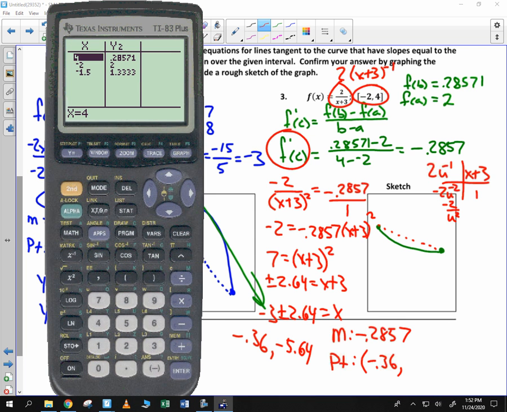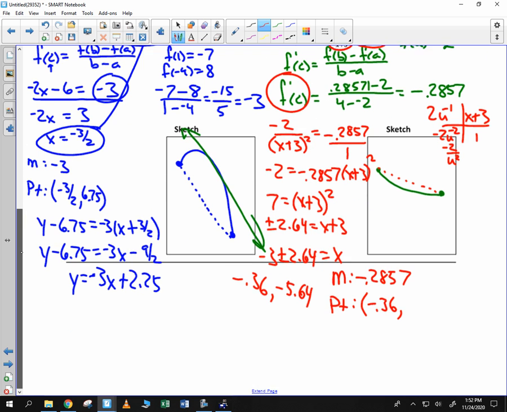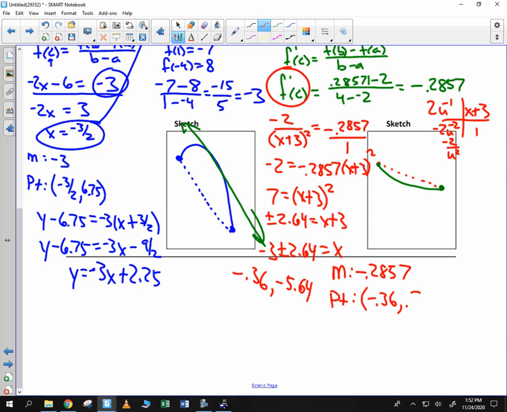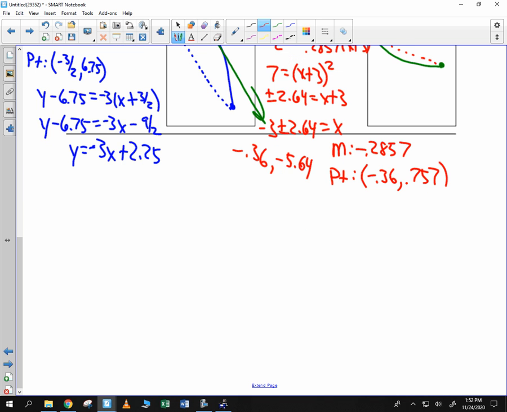If I go to my table and I type in that negative 0.36, I get 0.757. So I'm going to finish this off here by writing an equation for a tangent line. Y minus 0.757 is equal to negative 0.2857 times x plus 0.36.